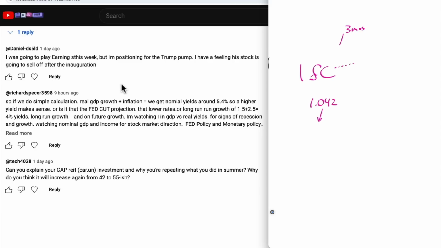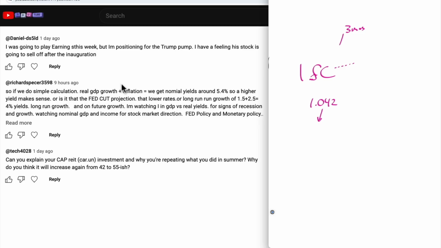I was going to play earnings this week, but I'm positioning for the Trump pump. I have a feeling his stock is going to sell off after the inauguration. I don't know. I think Trump has Truth Social, and he's got a lot of his wealth tied up in that thing. The advertising is going to go to where the eyeballs are, and he's not going to open an account on X and give Elon Musk his audience.